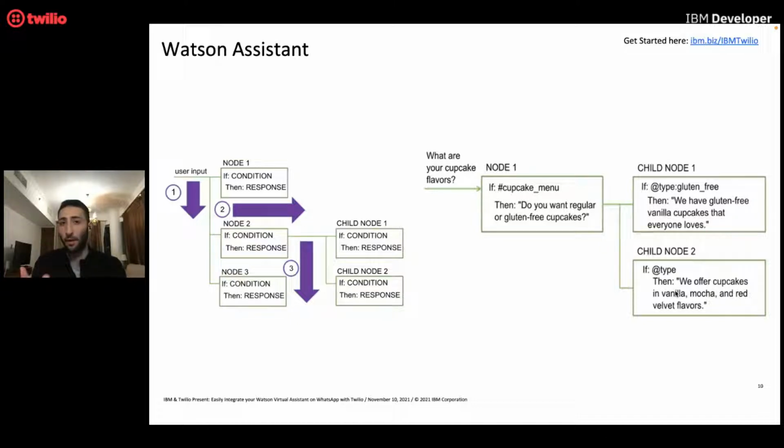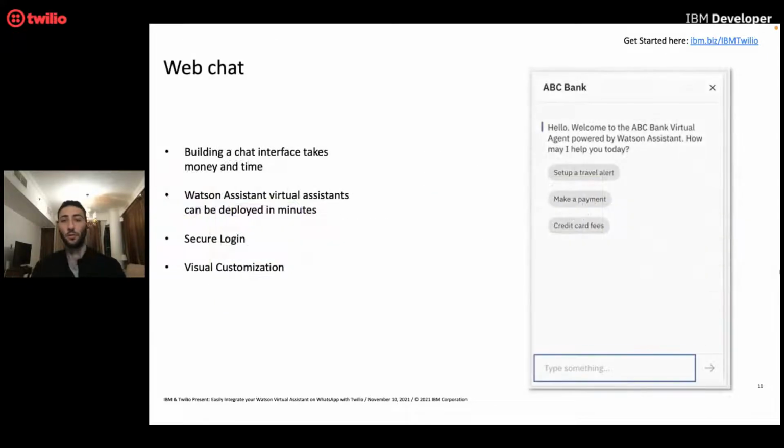Maybe another example could be about the flavors. If it was chocolate, then the price would be maybe $5. If it was strawberry, the price is $2. We can use these specific keywords to add more context by using them as conditions. So this is a high-level look at how Watson Assistant works when it comes to designing the conversation.